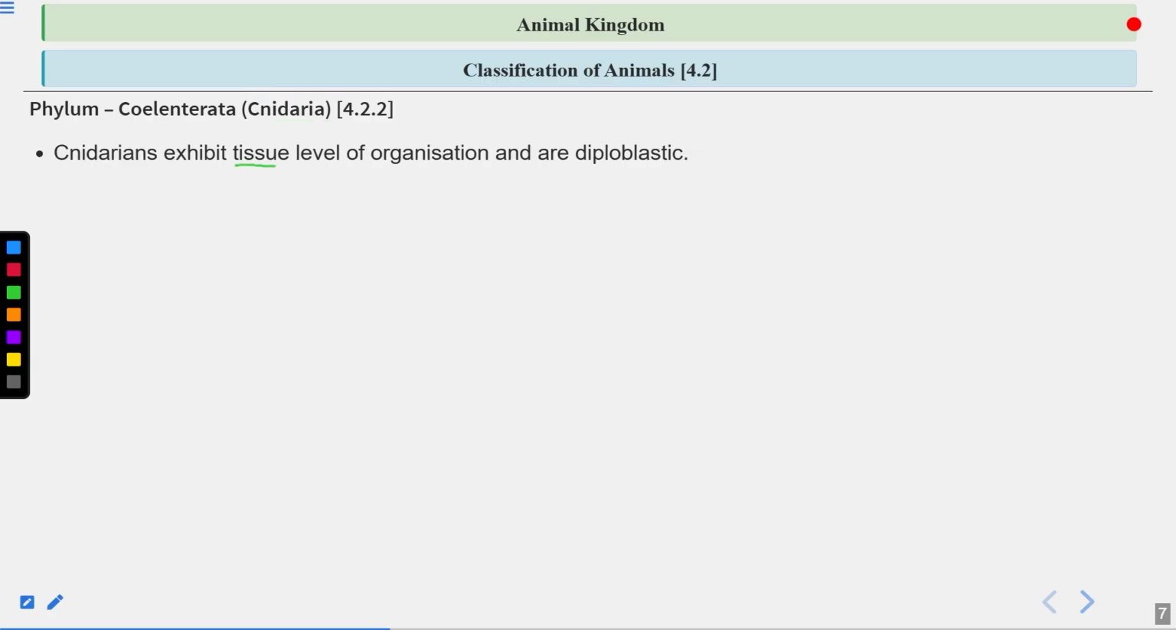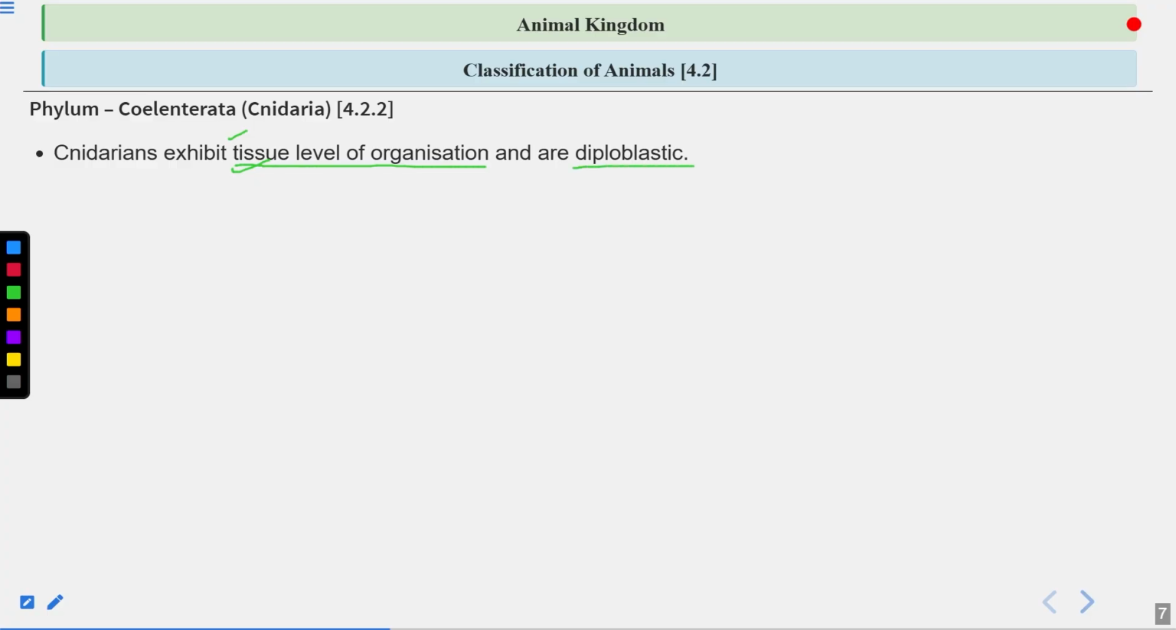Cnidarians exhibit the tissue level of organization. So what about the poriferans? They have the cellular grade of organization. Poriferans, though they are multicellular, still possess the cellular grade of organization. Now, cnidarians are one step ahead. They are more advanced than the poriferans because they have the tissue level of organization. We see different types of tissue in the body of cnidarians, right?